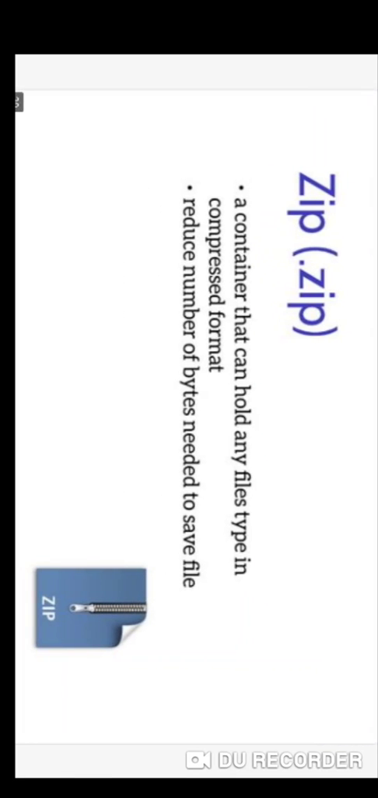We have another compressed file called zip. It's a container that can hold any file type in compressed form, like a RAR. It reduces the number of bytes needed to save a file, as I told you in the RAR. So this is another type, but it looks like this. It looks like that.